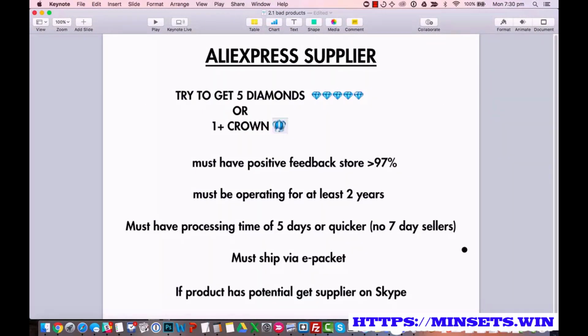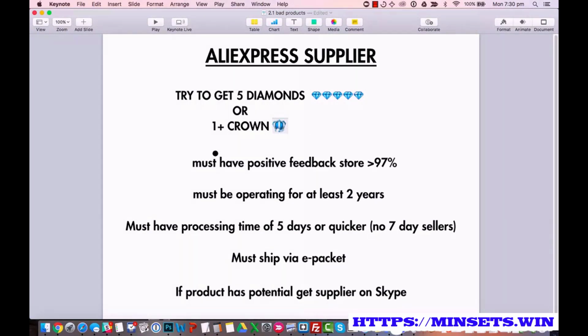So there are a few things I look out for when I'm selecting my suppliers to test products with, right? So the first thing is that I'll always try to go with suppliers that have at least 5 diamonds, or at least 1 crown, right? So 2 or 3 crowns, 4 crowns, that's great.